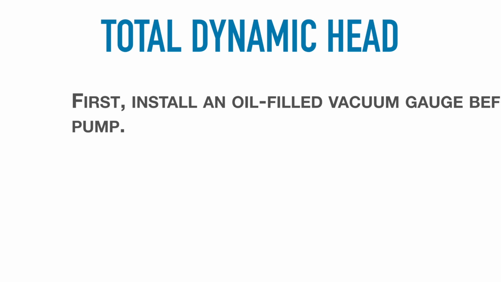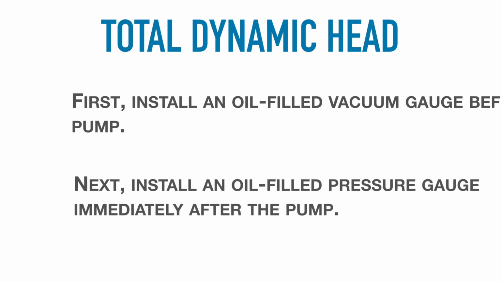So again, the oil-filled vacuum gauge goes before the pump. The way that it's easy to remember this is there's vacuum on the front side of that pump, so it's suction, vacuum. Next, you're going to install an oil-filled pressure gauge immediately after the pump. Oil-filled pressure gauge after the pump. There's vacuum on the front side, pressure on the top side.